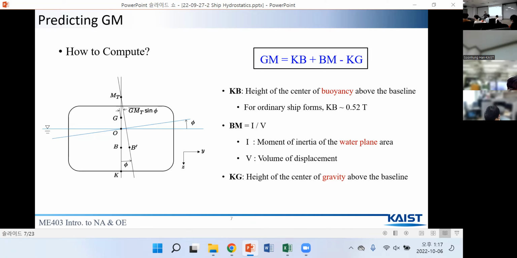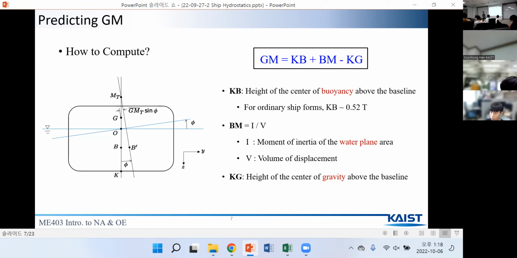The GM is an equation, something like this one. KB is here. That is a static point, the center of the bottom line. G is almost stable, not moving. The changing point is G. KB is also given at the stable position, the upright position. Usually, this is about half of the draft, half of the draft. This is T.